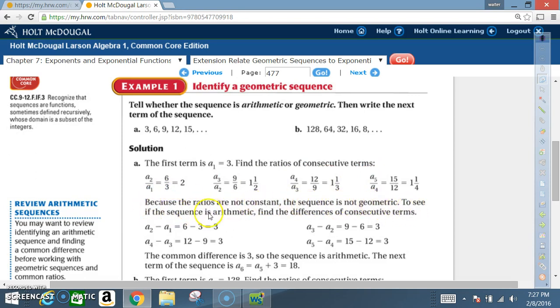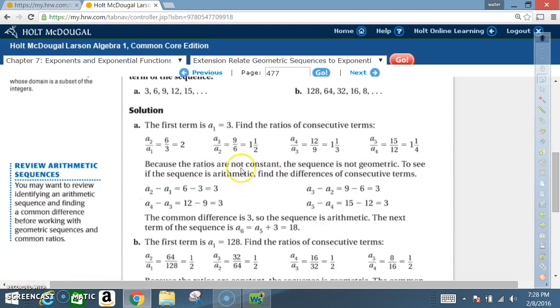To see if the sequence is arithmetic, find the difference of consecutive terms. Notice when we did the ratios, we came out with 2, 1 and 1 half, 1 and 1 third, 1 and 1 fourth. Not constant. In order for it to be an arithmetic sequence, these terms have to all be the same.